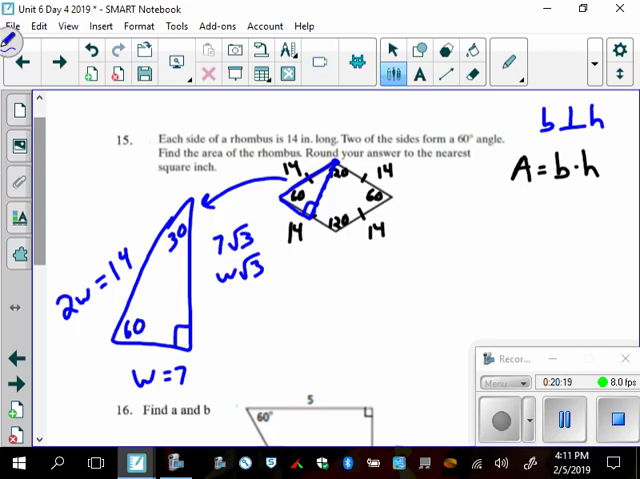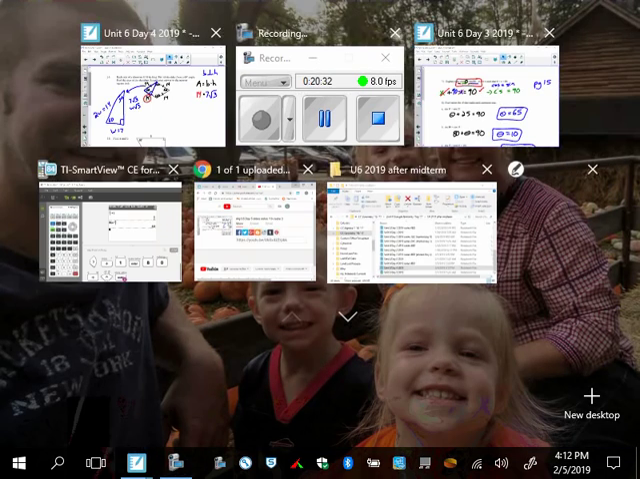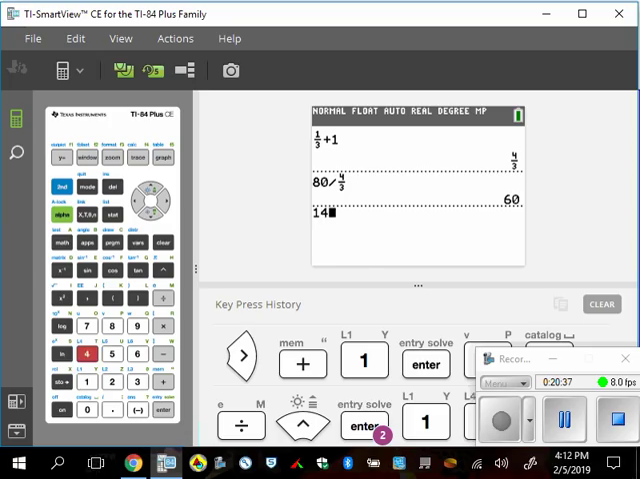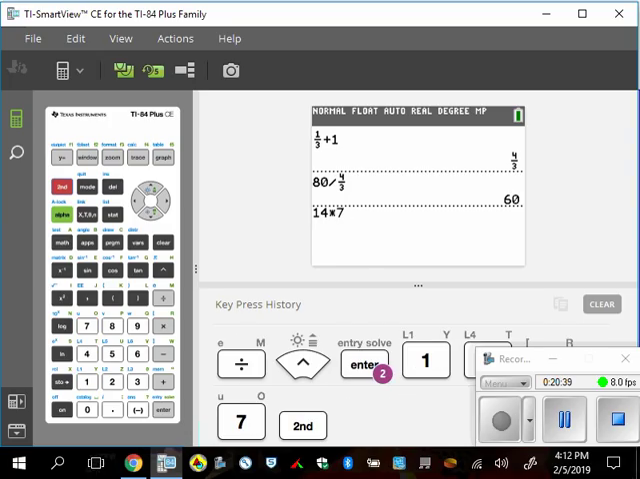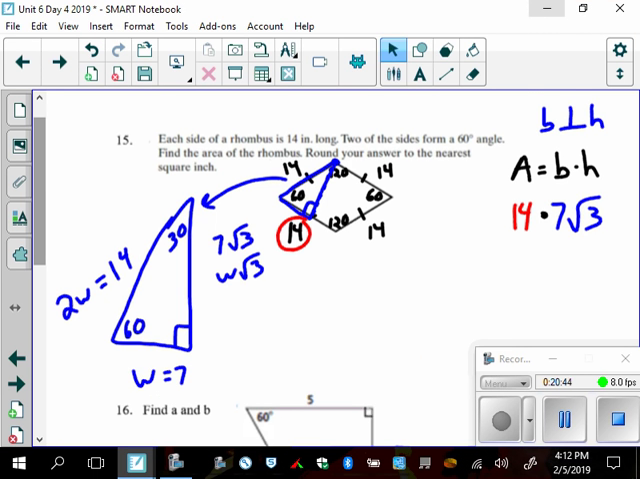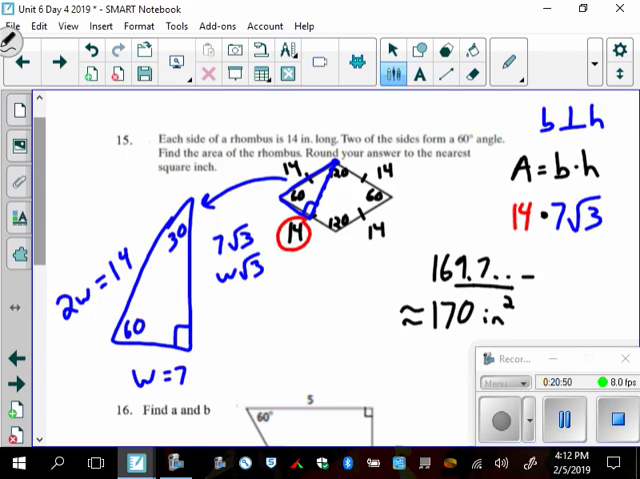All right, so it doesn't really matter. I'm calling this my base, so this would be 14. Multiply it by my height, which I now figured out with a 30, 60, 90 triangle, 7 radical 3. Couple clicks on my calculator. Gives me this to the nearest square inch, so 169.7 rounds to 170 square inches.